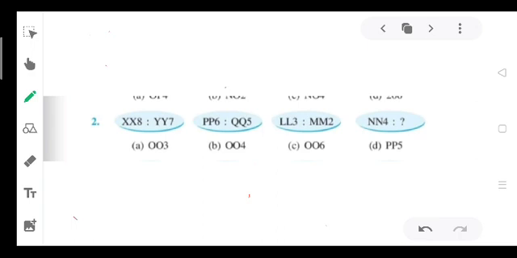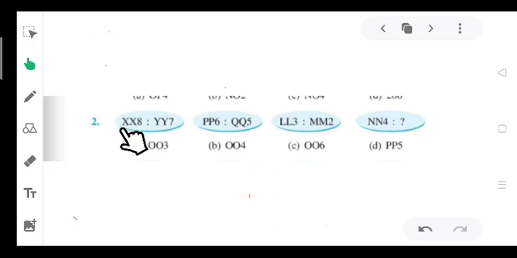Next, question number 2. XX8 is to YY7. Find out the relation, similarity between these. First letter X, then its next letter. X, then next letter. Here 8 and 7, it means descending order, before number.